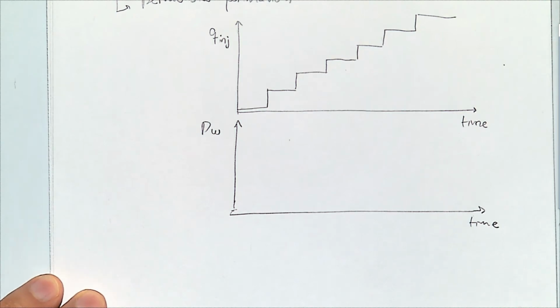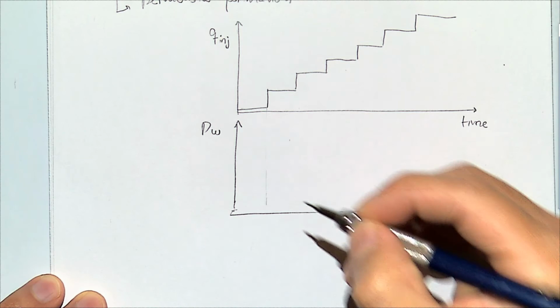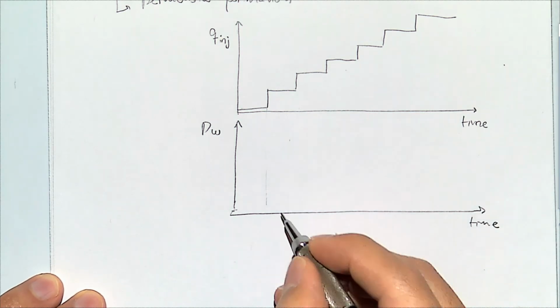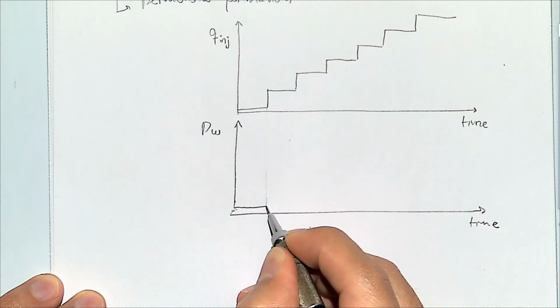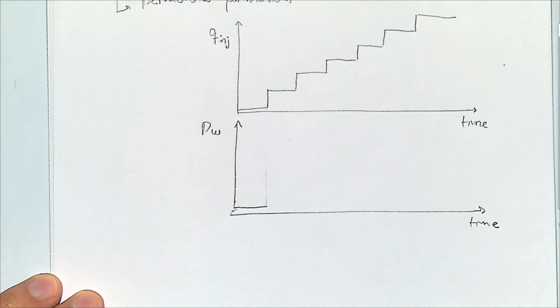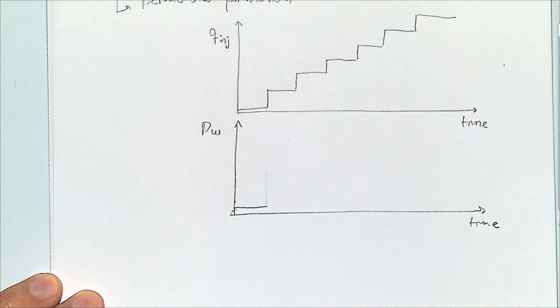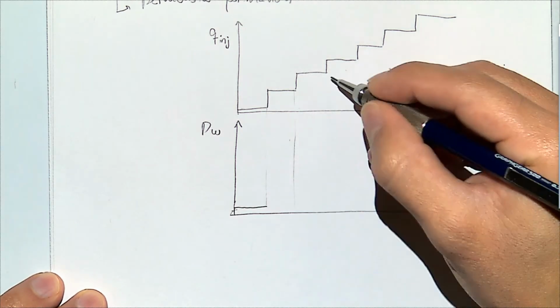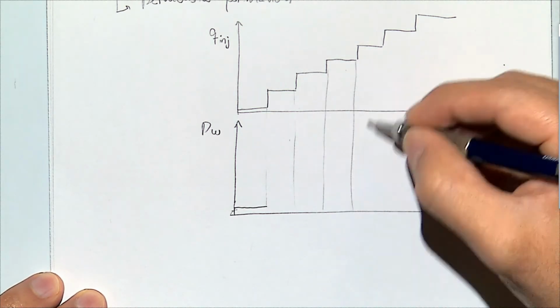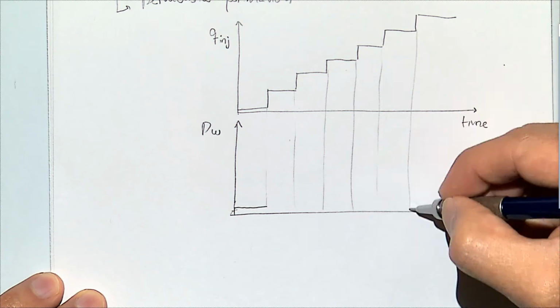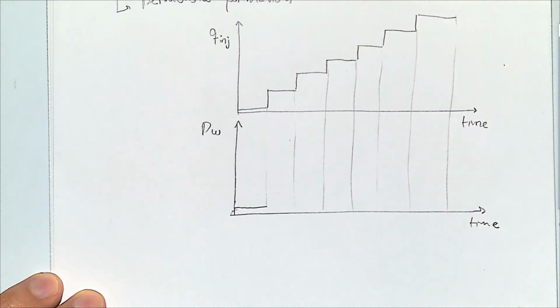And this is more or less what is going to happen. At the beginning, we're going to assume the pressure is a constant value. It's not changing because we're not injecting anything. That's a 0 value. As soon as you start injecting, what do you think is going to happen with pressure? It's going to increase, right?